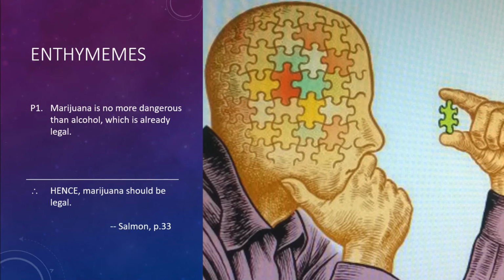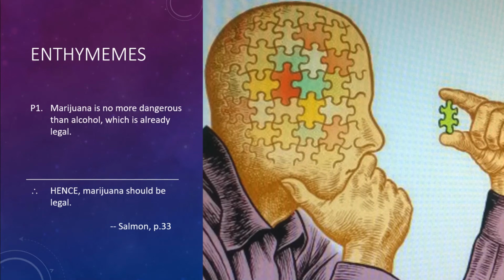Here's an argument in one of the exercise sets from the Salmon text, page 33. Premise 1: marijuana is no more dangerous than alcohol, which is already legal. Therefore, marijuana should be legal. What do you think is the generalization that's missing there?